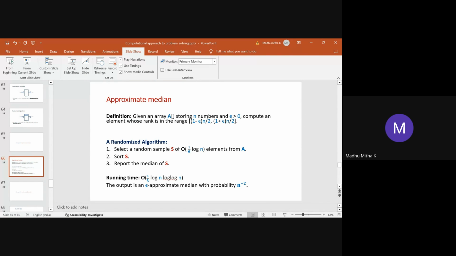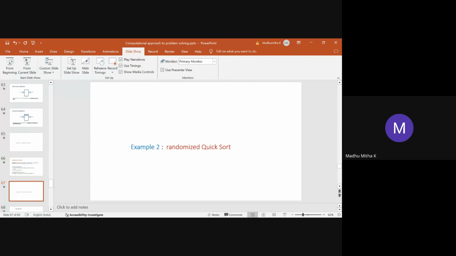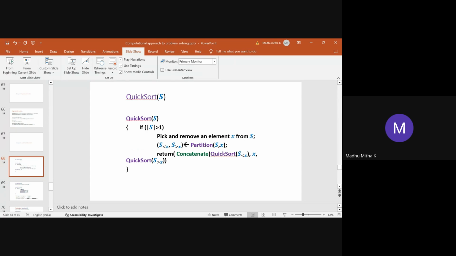They have given log n elements sorted from A. Then you have to apply a sorting algorithm, and repeat it until you calculate the median of the particular sample S. There will be some running time. This running time will be longer for a randomized algorithm when compared to the deterministic algorithm.